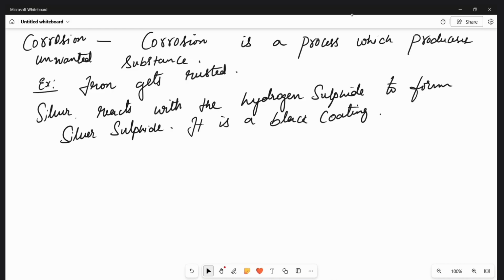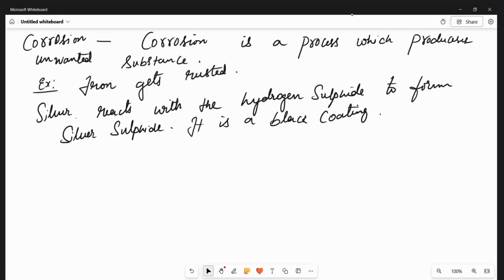See, if you leave the iron gate for a longer time without painting, what happens? Rust starts, and we see the powder. And if you leave for a longer time, even the whole gate can get rusted. But silver and all, it is not like that. Just a thin layer will be formed. After that, that acts like a protective layer. Because of that, further corrosion will not happen.